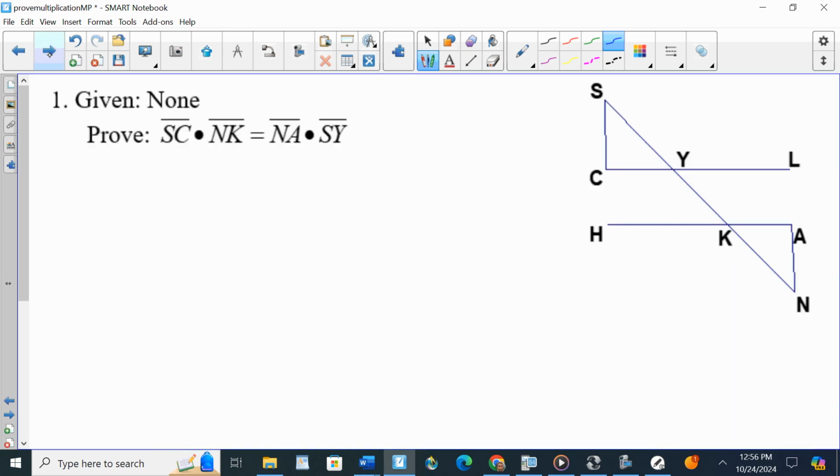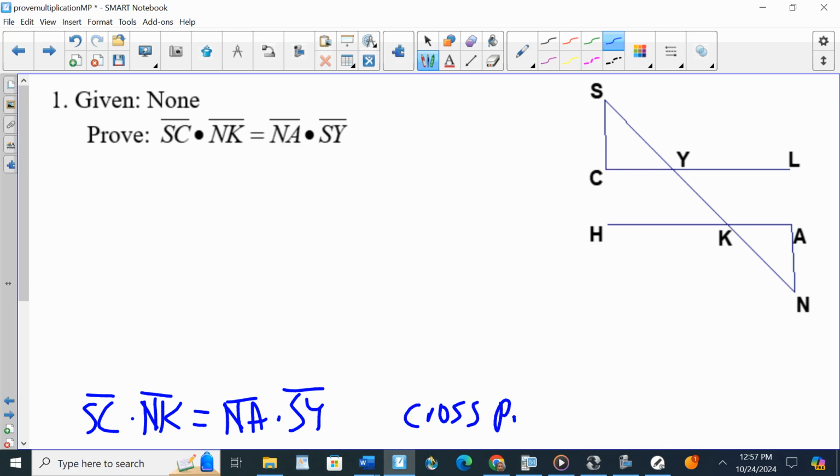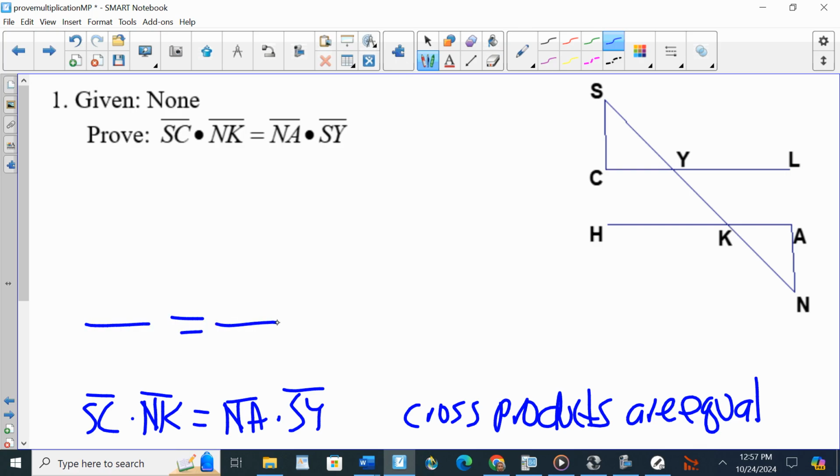It wants me to prove that SC times NK equals NA times SY. Well, we're going to work backwards. So I'm going to go to the bottom. I'm going to write SC times NK equals NA times SY. The reason for the multiplication is always cross products are equal. Before the multiplication, always is the proportion, because I can only get cross products if I have a proportion.